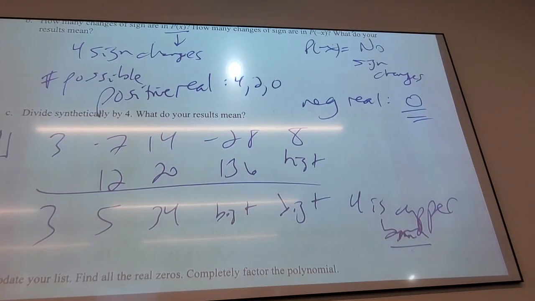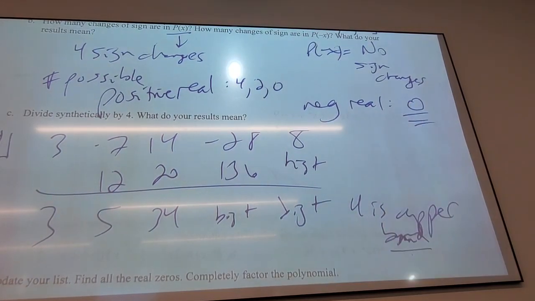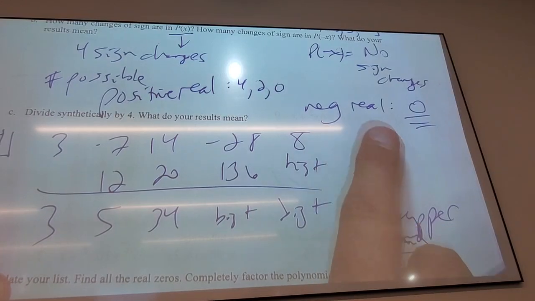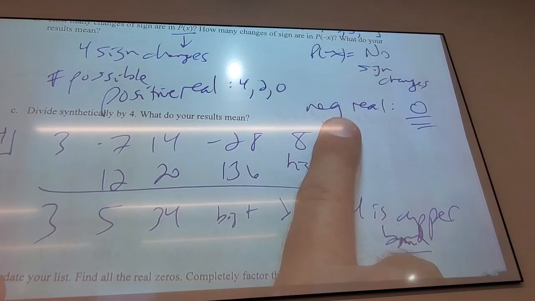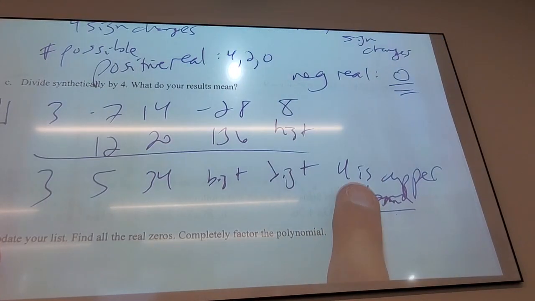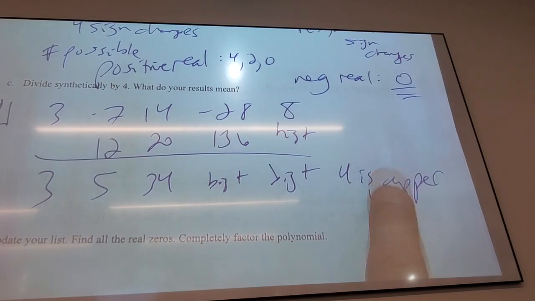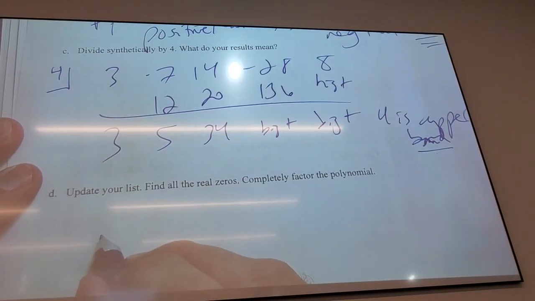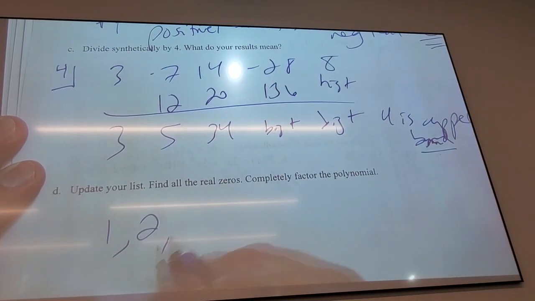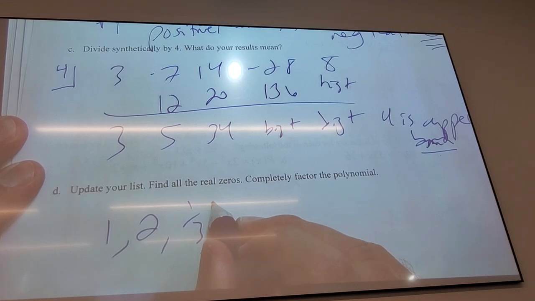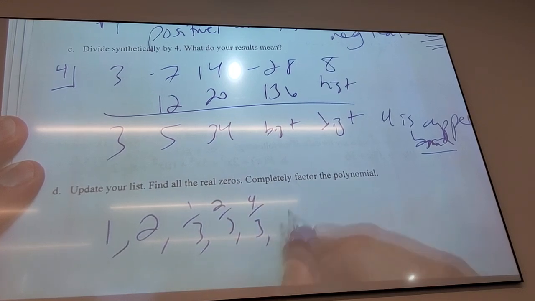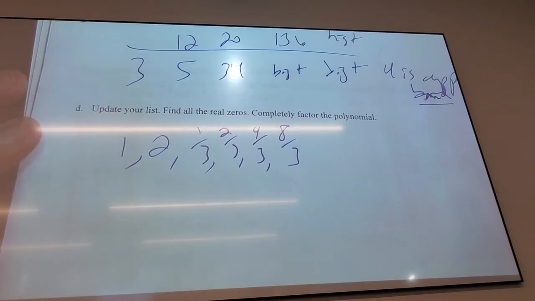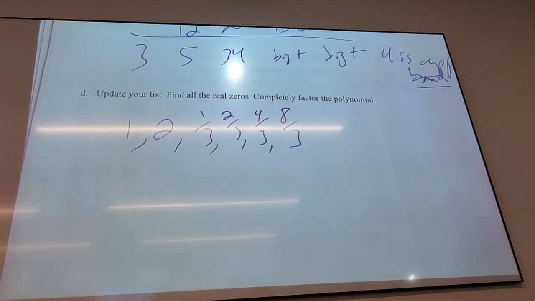So let's see. There are 2 things I can throw out of my list. Well, more than 2, but 2 categories. I could throw out every number that is negative, and I can throw out 4 and up. Upper bound. So nothing above 4 works. So then this will be 1, 2, 1/3, 2/3, 4/3, 8/3. So that's my list now. Still big, but a lot better than 16.